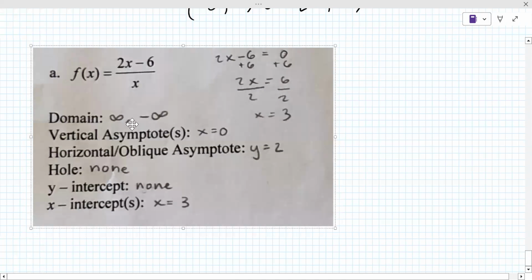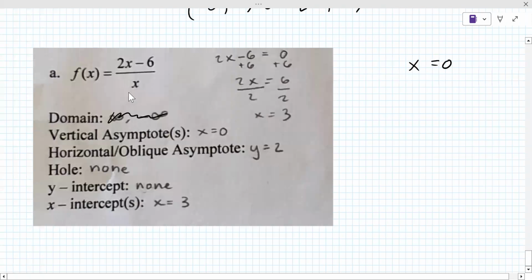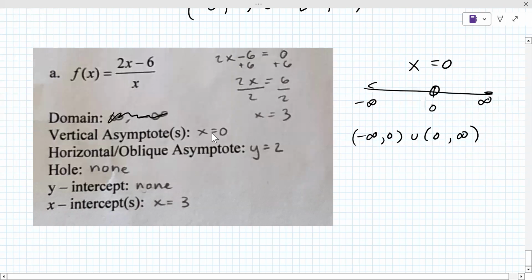All right, so the domain comes from setting the bottom equal to 0. Okay. So notice that if x is 0, you're dividing by 0. So 0 is excluded. So it's everything but 0 this time. So it'd be negative infinity to 0, union 0 to infinity. Like that. You did get the vertical asymptote correct.